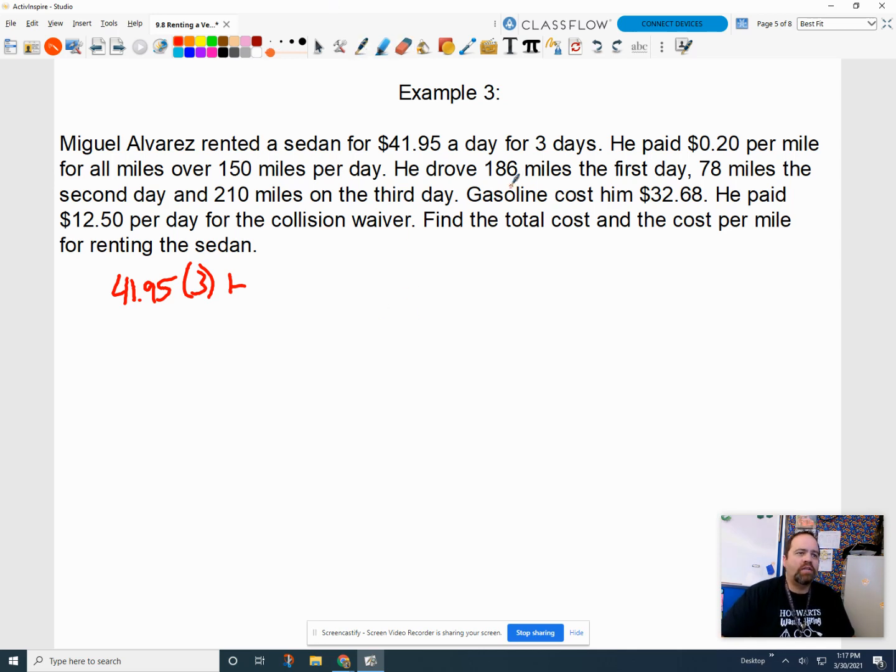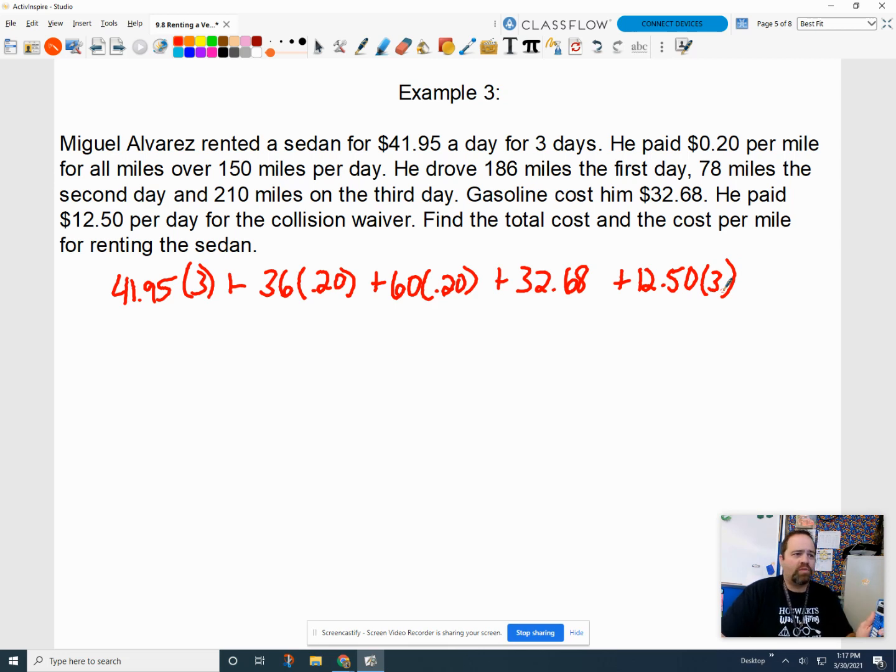So the first day he drove 186 miles, so he only paid for 36 of those miles. I subtracted it, 20 cents. The second day he's good with 78 miles. And the third day he drove 210, so that is 60 miles over, 20 cents a mile there. Gasoline cost him $32.68, and he paid $12.50 a day for the insurance.